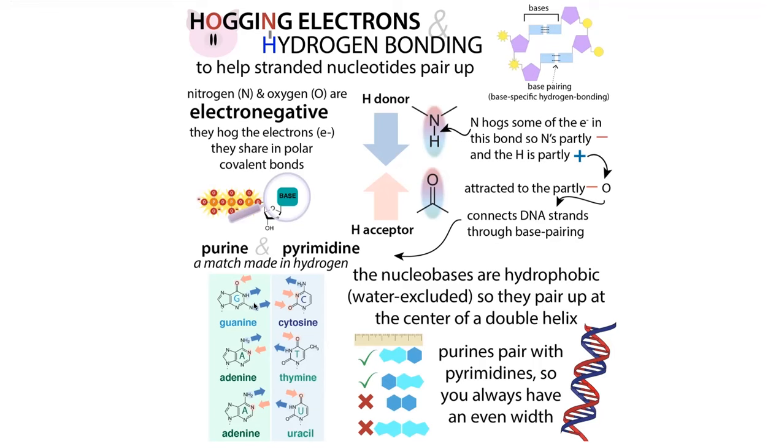You'll see in each of these cases as well that one of the big ones, the purine, is pairing with one of the small ones, the pyrimidine. This is going to make it so that you have a constant width if you have these bases pair with one another.